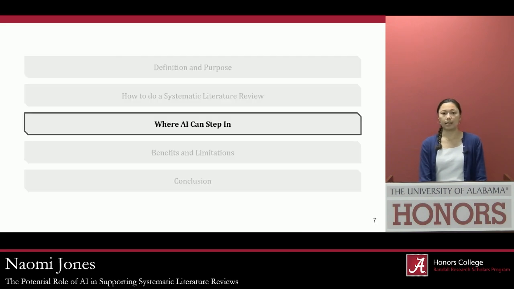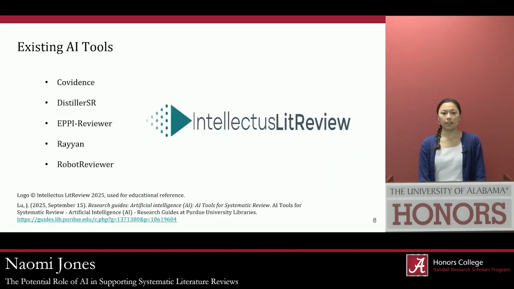So where could AI step in this process? Already, there are AI tools that can help with the screening process. These are bullet pointed to the left. These help with looking through titles and abstracts and determining whether or not a study is relevant to your research based on the given protocol. Selective Slit Review is a relatively new tool that helps with the synthesis part of systematic literature reviews.